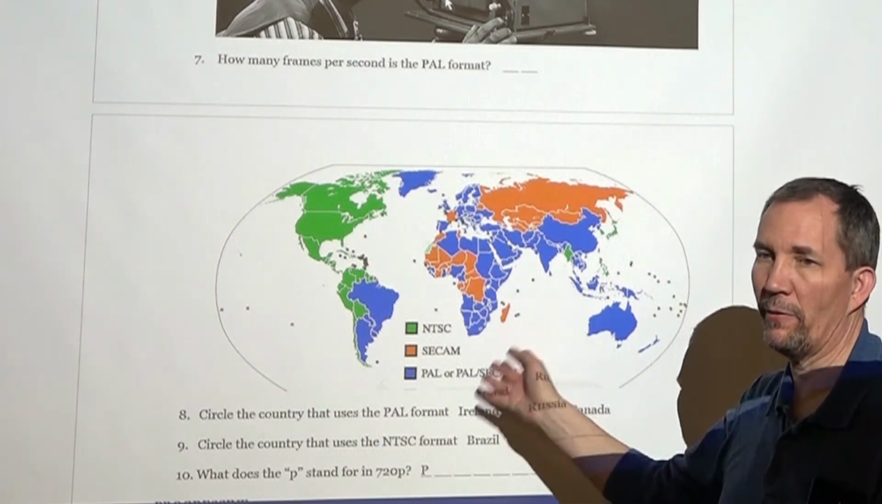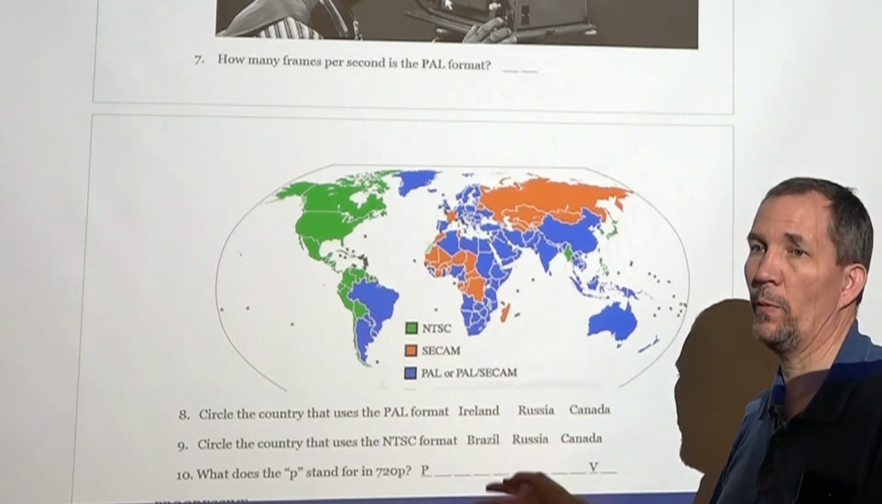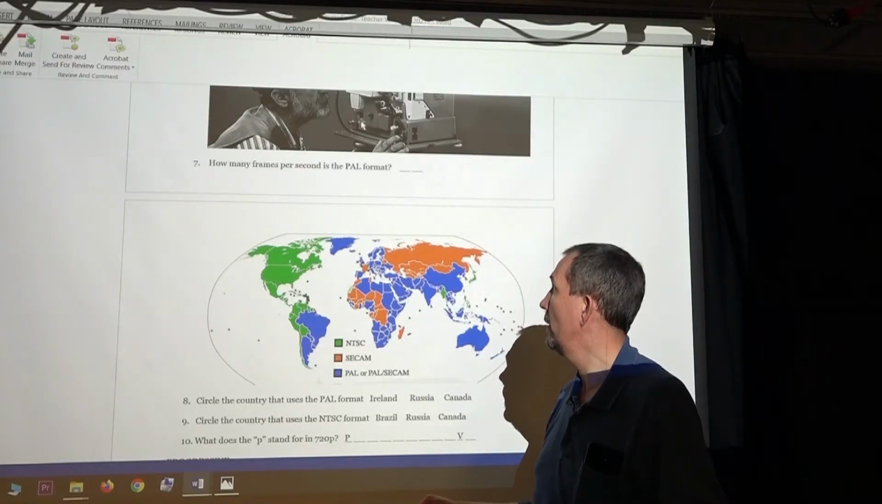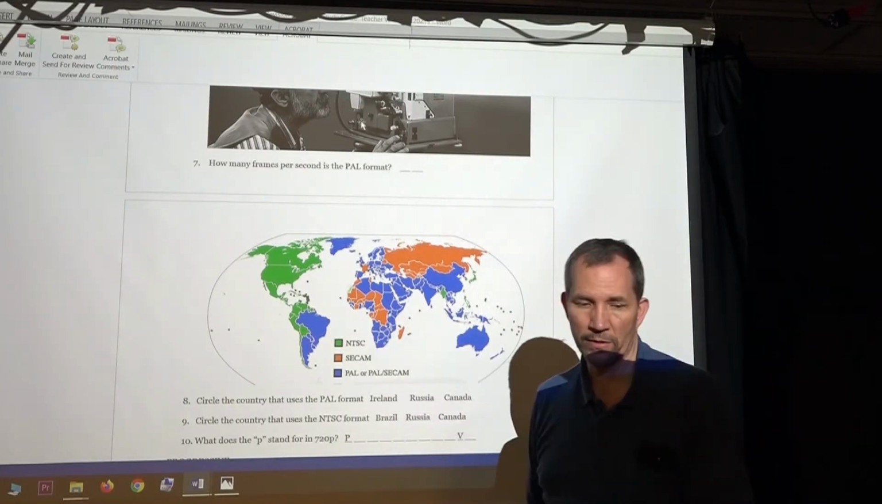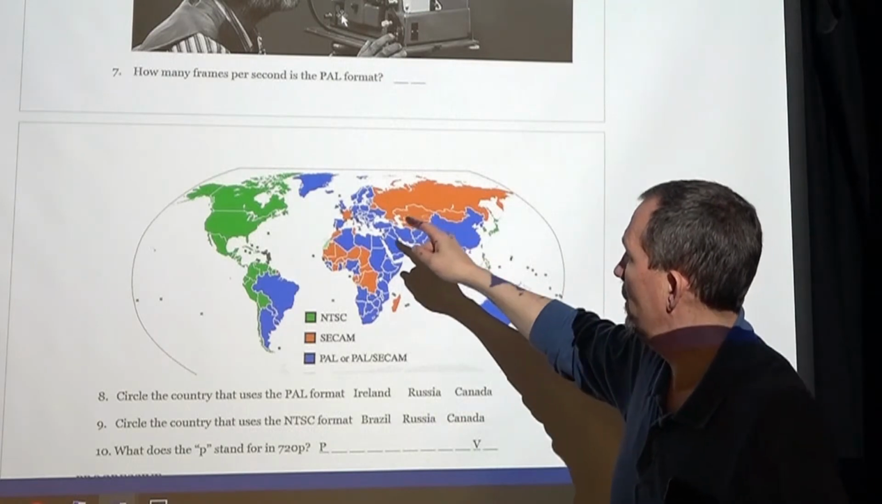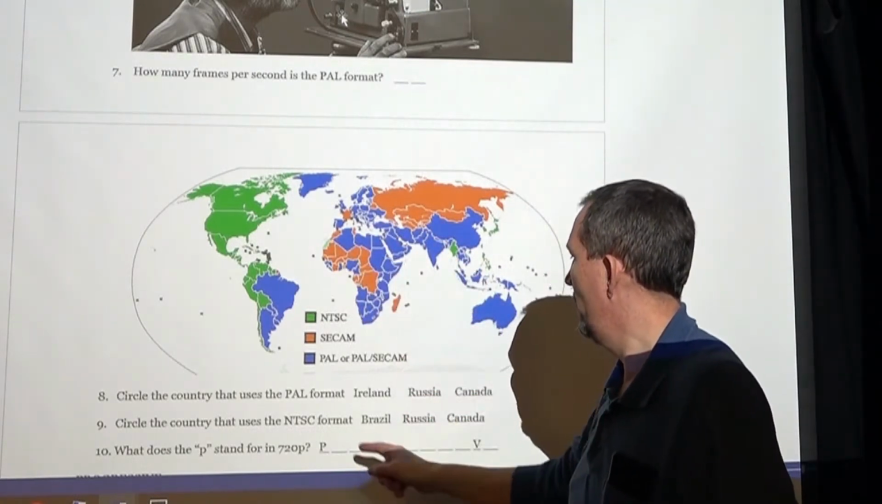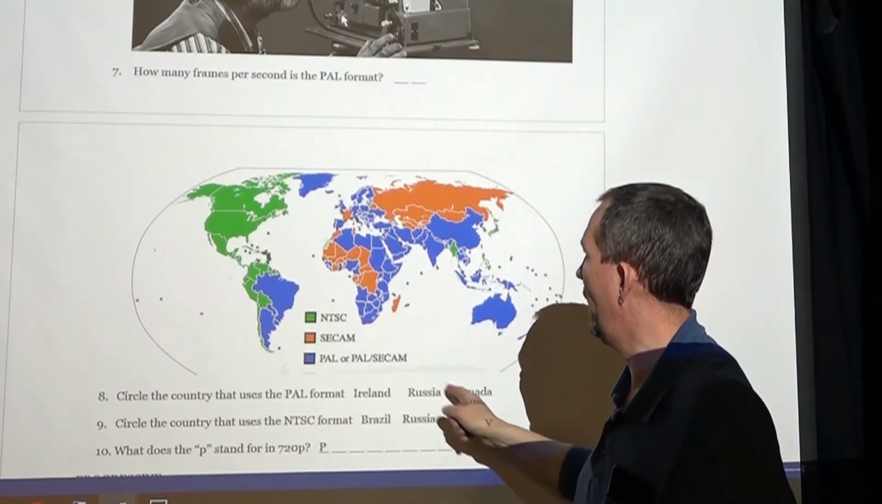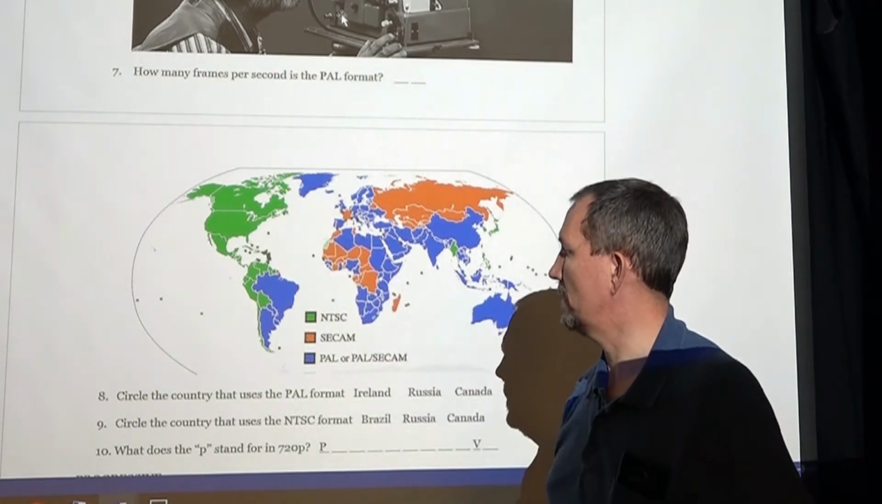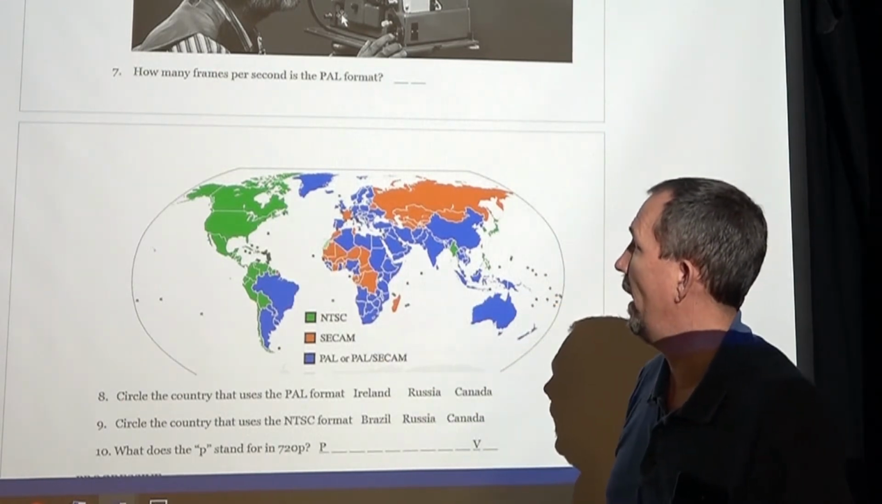We decided to go better than 25 frames per second because we're cool. We went to 30 frames per second. But I guess first I just show you this. PAL, 25 frames per second. North America, that would be Canada, 30 frames per second, except for there's a catch.